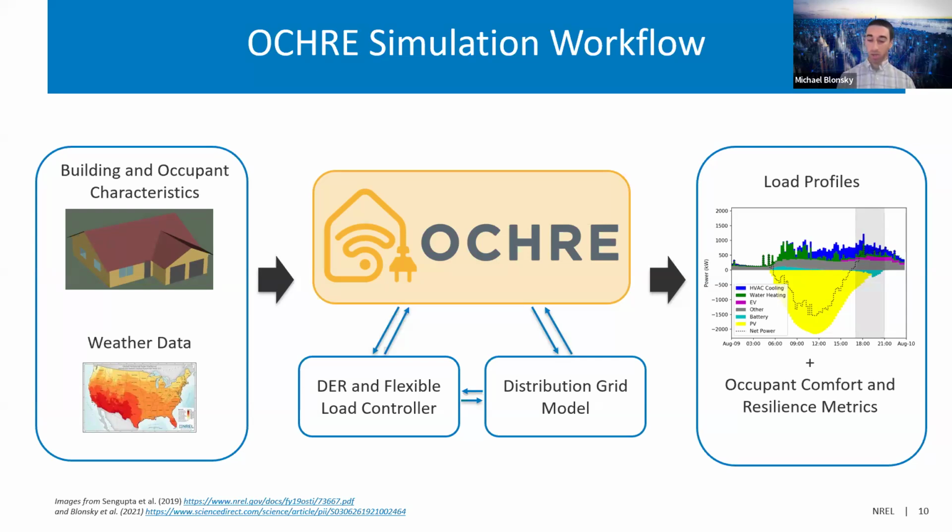And you can run OCHRE by itself and simulate that home, or you can run it in co-simulation with other tools like DER and flexible load controllers or grid system models. That co-simulation can have two-way communications, where OCHRE is sending information about the building to the other tools, and those tools are sending information about how to control the devices within the home. Once the simulation runs, we get outputs, the main ones being load profiles at the end use level, as well as those occupant comfort and resilience metrics that I mentioned.